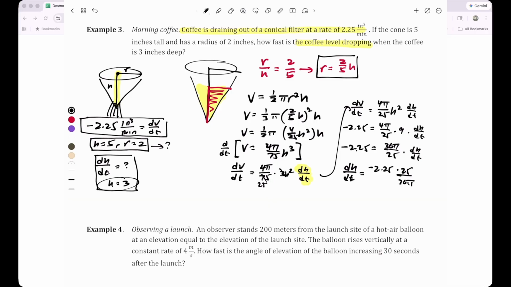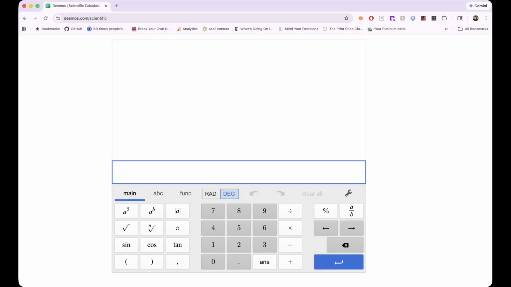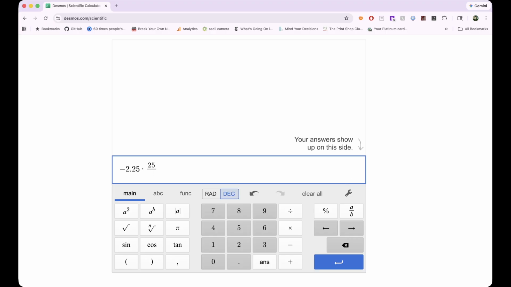And what does that look like? Let's find out. Negative 2.25 times 25 over 36 pi. According to my online calculator, that's negative 0.497 inches per minute. Now, why did I know it was inches per minute? Because the volume was measured in cubic inches per minute, and height is simply a linear measure, just up and down. So one-dimensional, inches per minute.